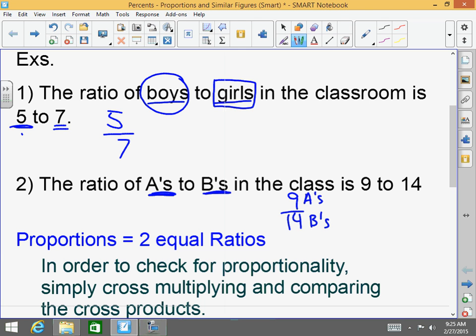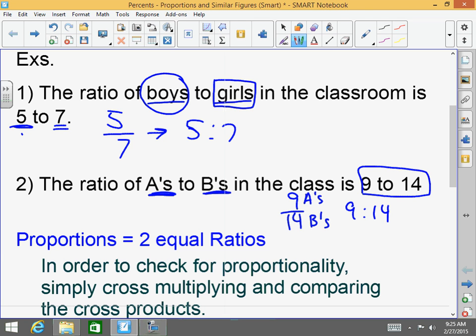Now, I could have written this as 9 to 14 in words as well. Just like the example above, I could have written it as 5 colon 7. But usually, fractions are the best way to express ratios because then you can reduce them, you can add them, you can multiply them, you can divide them, etc.